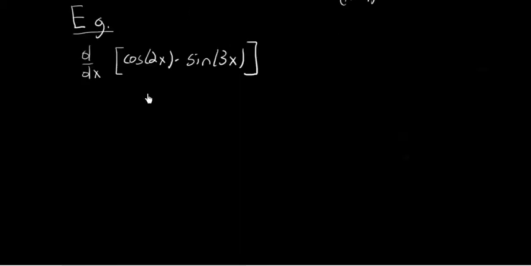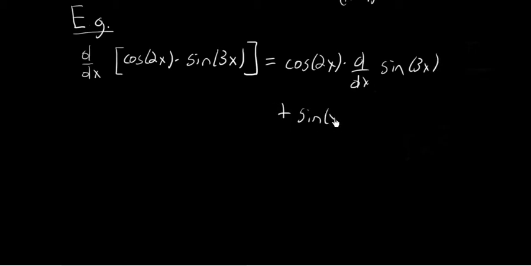In this example, we'd like to find the derivative with respect to x of cosine of 2x times sine of 3x. So we can see right off the bat here that we have a derivative of a product. Well, the product rule tells us that this is just going to be the first function times the derivative of the second plus the second function times the derivative of the first.